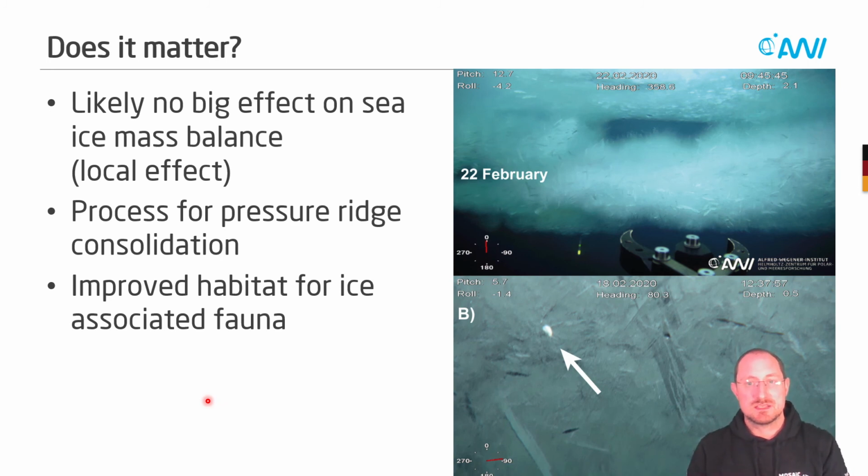For example, it is a significant process that helps the reconsolidation of pressure ridges, as you can see here in the right picture, when the platelets are starting to fill ridge cavities quite efficiently. It also changes significantly the habitat structure for ice-associated fauna, like you can see here on a camera picture, this little amphipod roaming around in this maze of ice crystals.